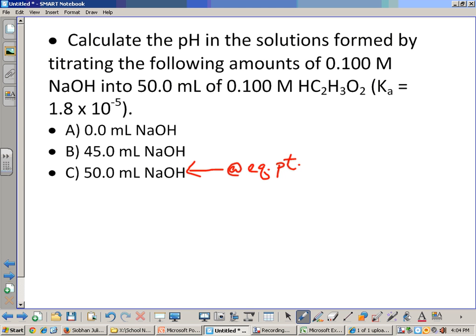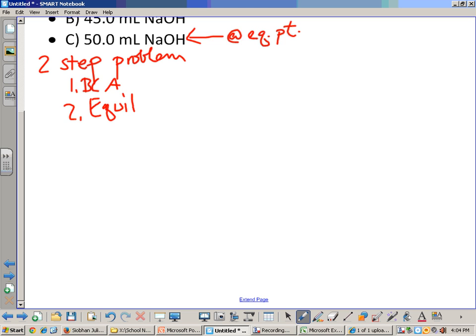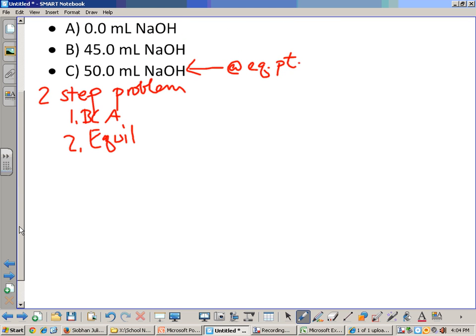As with part B, which is before the equivalence point, you can divide this up as a two-step problem. You don't necessarily have to, but I'm going to so that you really see what's going on. Same two-step problem as before, where part 1 is a BCA chart and part 2 is an equilibrium problem. But how we're doing that second problem, the equilibrium problem, is going to be different than what we did in the previous problem. And you'll see why, hopefully, when we get there.